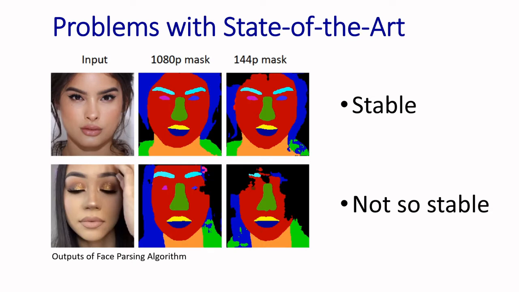So you can see because the eyes are closed, it has some difficulties segmenting the eyes. It also has some difficulties with occlusion here. And then when we downsample the image to 144p, a lot of noise is introduced into the final result.